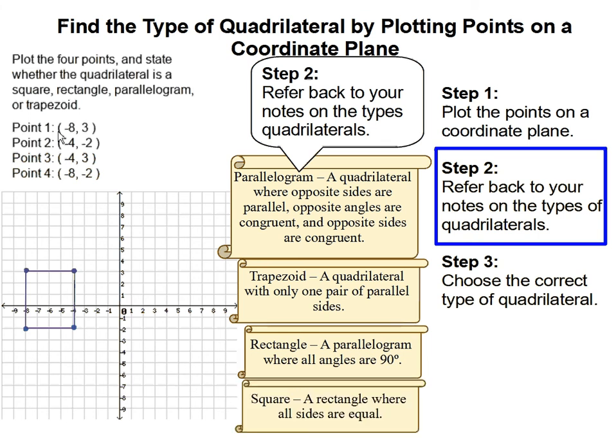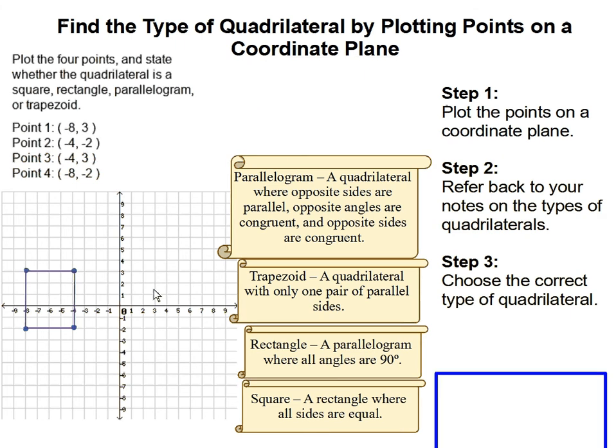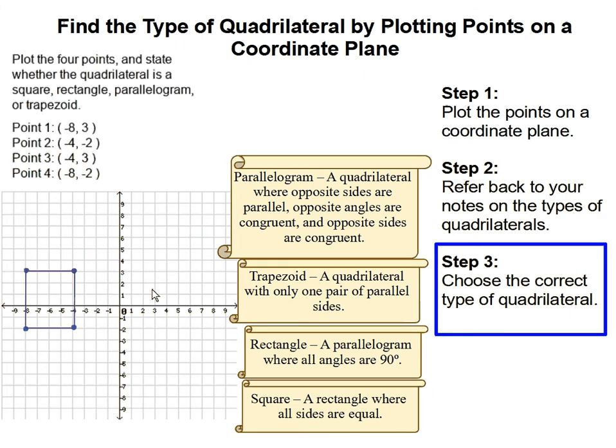Alright, our last one is a square. So a square is a rectangle, so that means it's a rectangle, which also means it's also a parallelogram. But all the sides are equal. In this case, I don't think they're all equal, right? Because this is 1, 2, 3, 4 here. This is 1, 2, 3, 4, 5. So it's not a square. So we know for sure it's not a trapezoid, it's not a square. Okay, so now we have to choose the correct type.